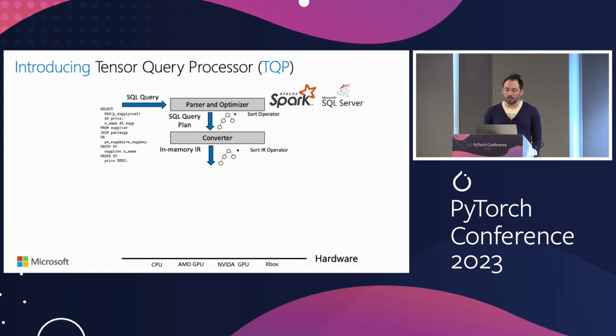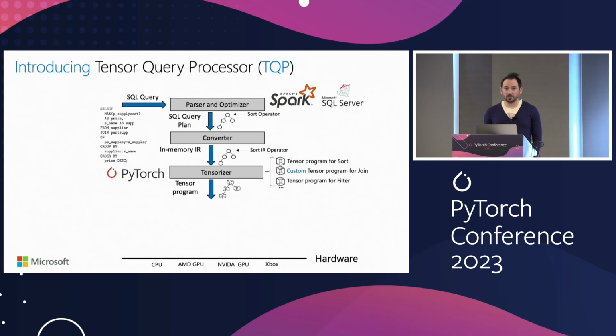Then we have a converter step that basically converts this physical plan output by SQL Server and Apache Spark into our own in-memory representation. And then the next step is a tensorizer that basically, for each of the physical operators that we have in this DAG, has a corresponding PyTorch tensor program that implements the exact same algorithm but in tensors. So we can swap each of the physical operators into a PyTorch program.